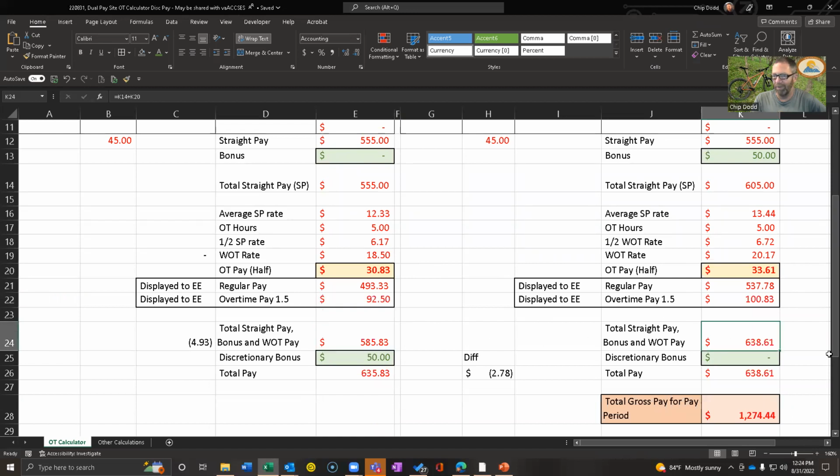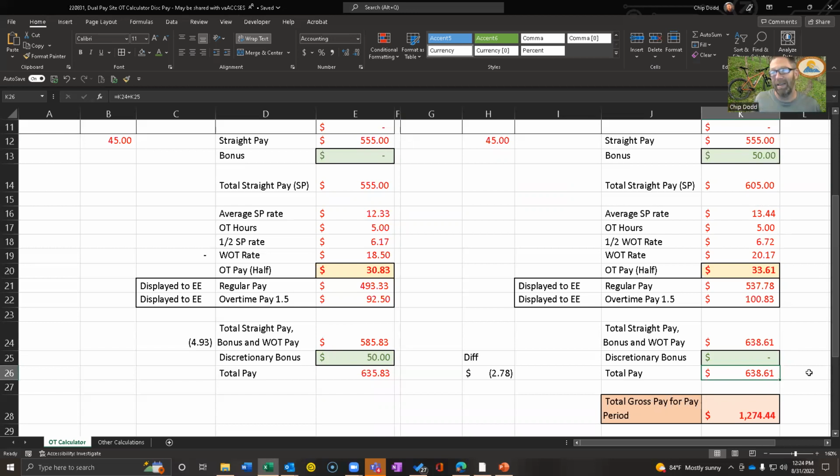Okay, so here's the total I've paid out at this point. This one's roughly $50 more than that one, plus a couple bucks. I am not giving them a discretionary bonus in this one because I put it up here as a non-discretionary. The total amount of pay is $638.61. So what's the difference? How much?